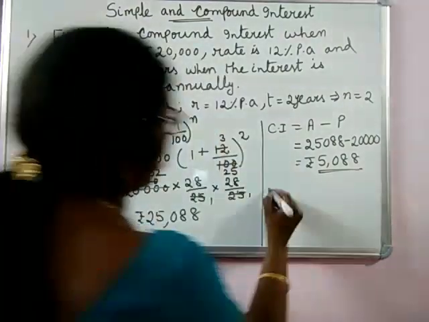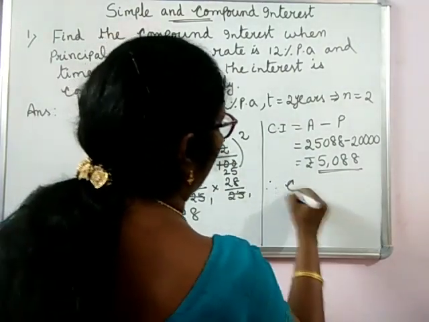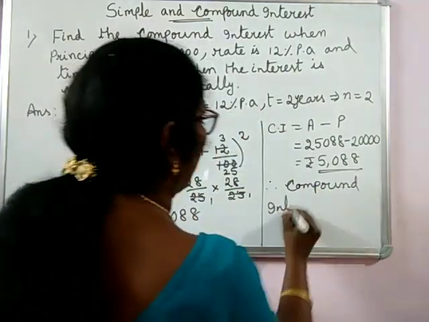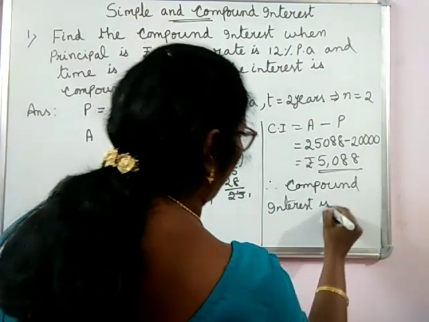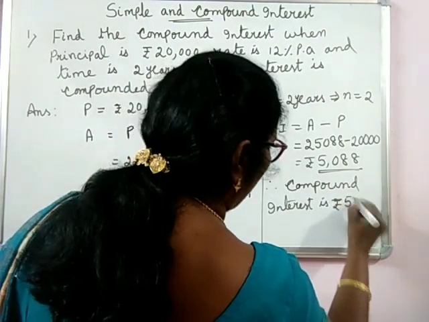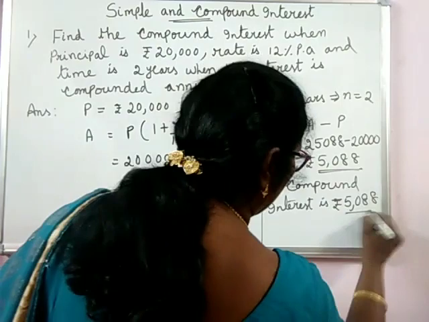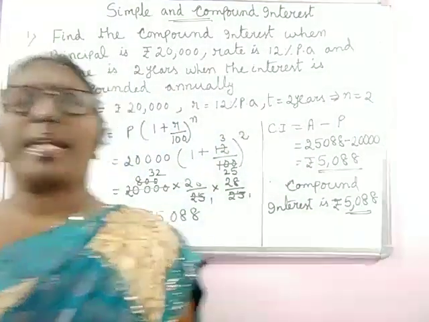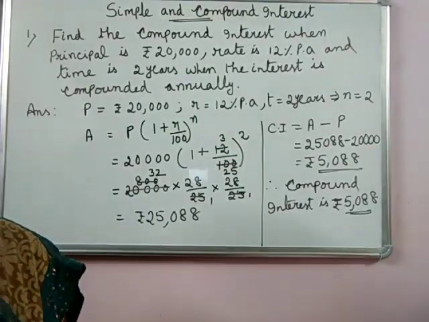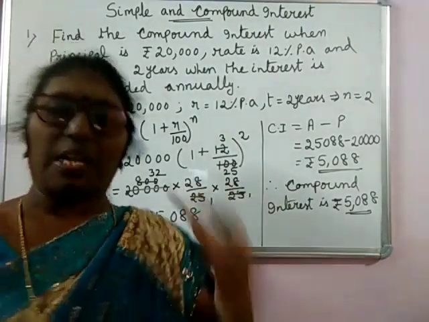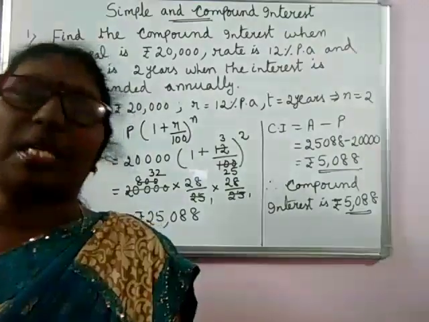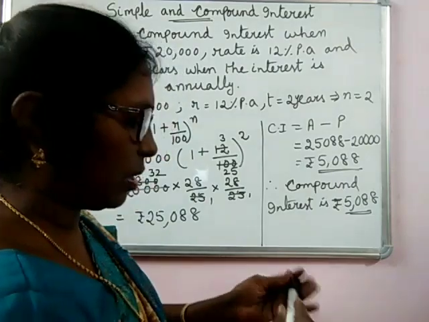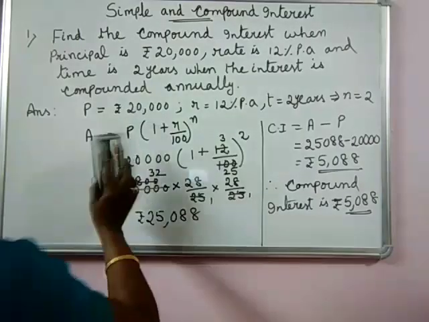Whatever the question is asked, at last try to write always: Therefore, compound interest is 5,088 rupees. Okay. So here the question is, when the interest is compounded annually, very easily we will be able to do. If the interest is compounded half yearly, how to do? Let me explain you. Just same question, little change I will do and solve for you.